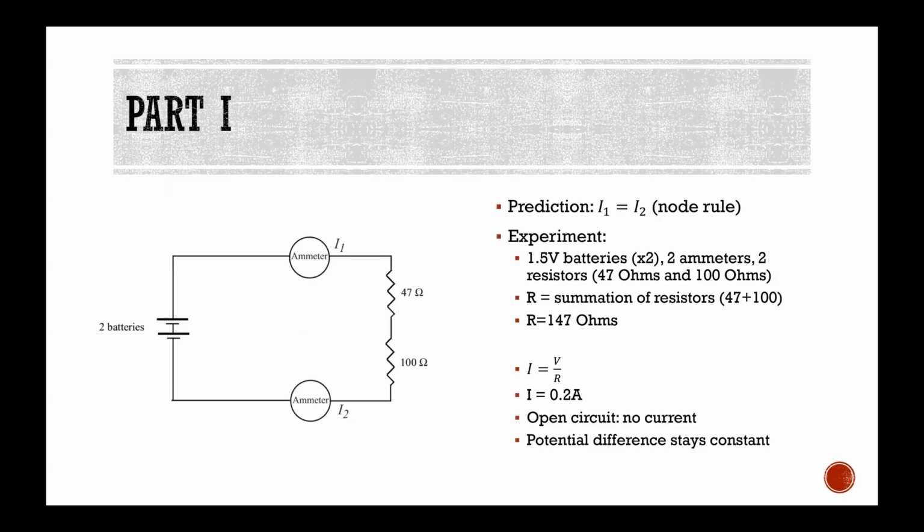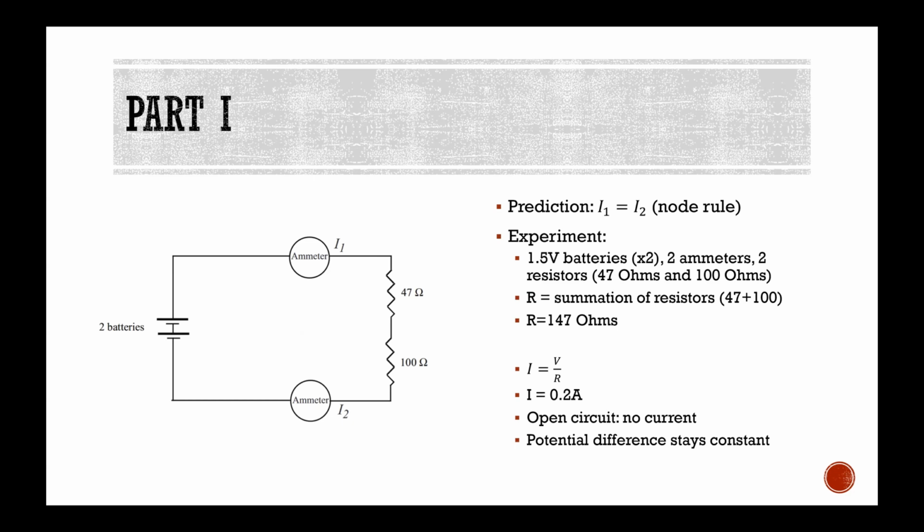In part 1 of this experiment, we predicted that I1 equaled I2 from the node rule. This experiment involved two 1.5 volt batteries, two ammeters, two resistors, 47 ohms and 100 ohms respectively. The summation of the resistors gave 147 ohms, and from that point, we could solve for I. We took our 1.5 times 2, so 3 volts, and divided it by 147 to get 0.02 amperes.